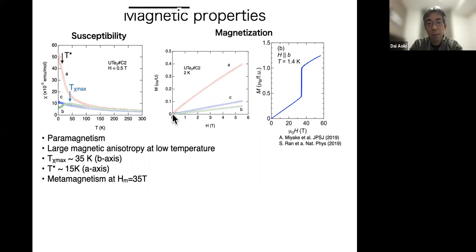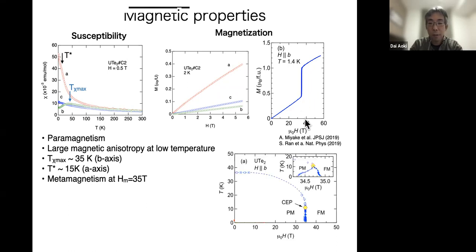But when we apply the magnetic field along the b axis up to 35 Tesla, we can see the sharp metamagnetic transition here. This is the first order metamagnetic transition, and it is connected to the T chi max here. And here is the critical endpoint changing to the first order transition.